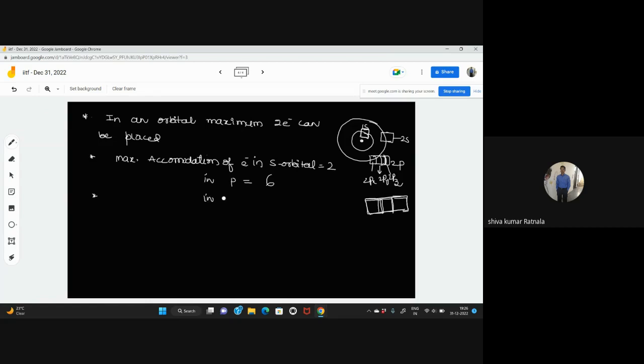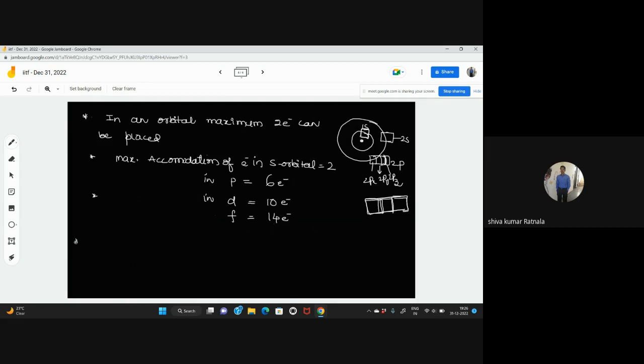In d orbital, how many electrons? 10. And in f, 14. Here e minus means electrons. This point also you need to remember.